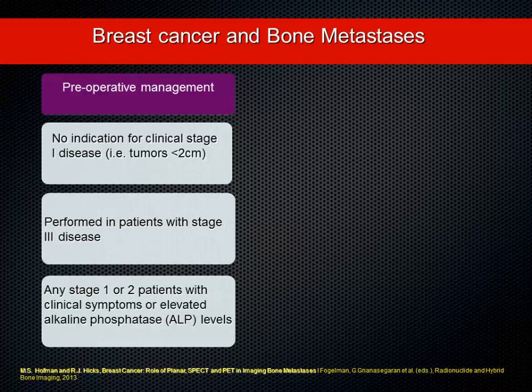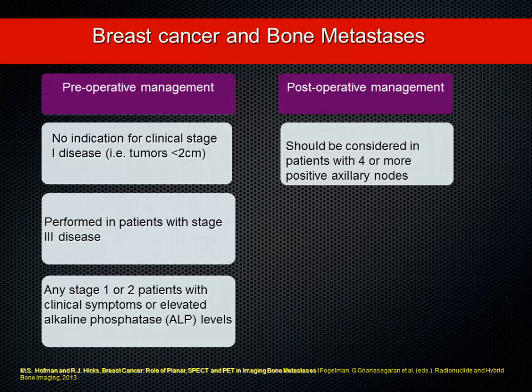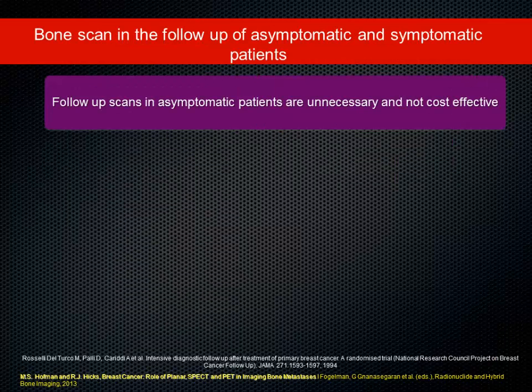And any stage, if a patient comes to an oncology clinic, if he says he's got bone pain, he will get a bone scan. Irrespective, you might think clinically it could be degenerative, but you can't exclude bone metastasis, and therefore, any patients with stage 1 and 2 with clinical symptoms and raised alkaline phosphatase will get a bone scan. Post-operative scenario should be considered in patients with stage 4 or with 4 or more positive axillary nodes.